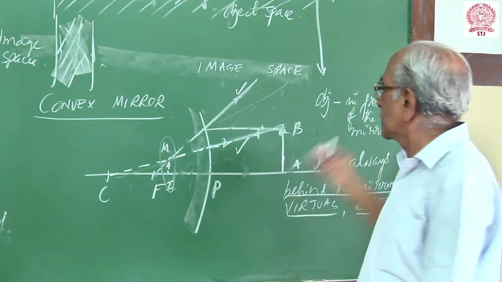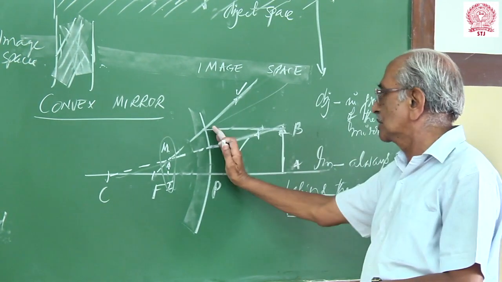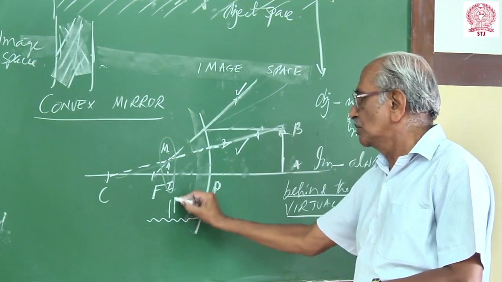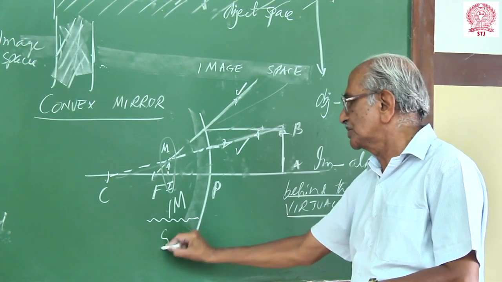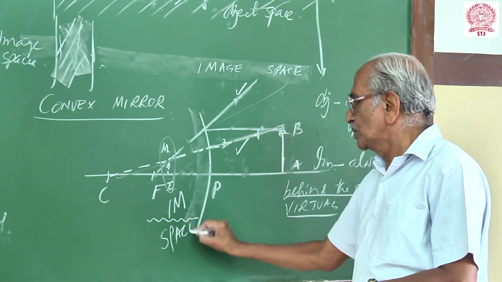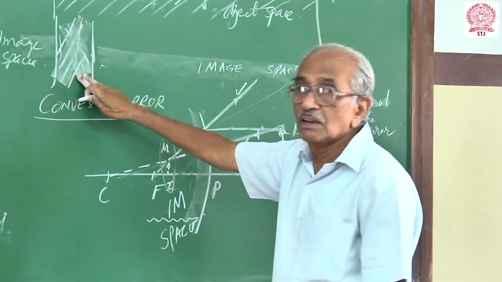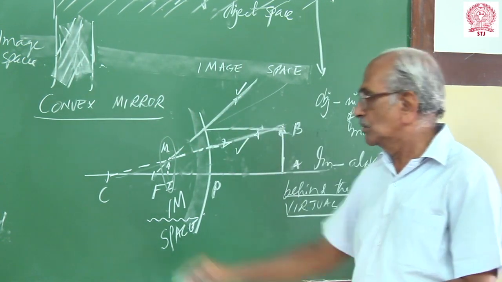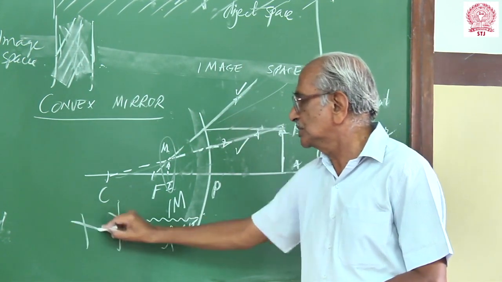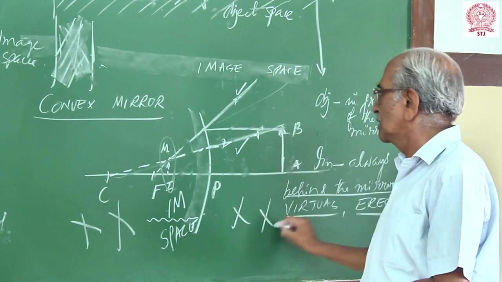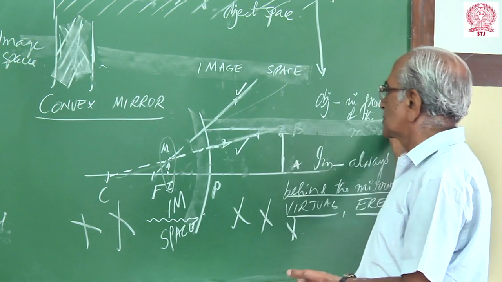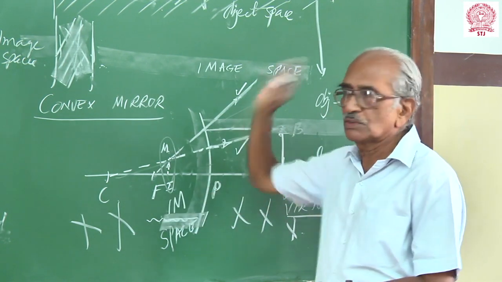Notice that wherever you keep the object in front of the mirror, the image is always here. This is what we call image space. It is only in this forbidden region that we don't have the image. Now we never get images here in the case of a convex mirror. You can keep the object anywhere. This is the object space, this is the image space, restricted.